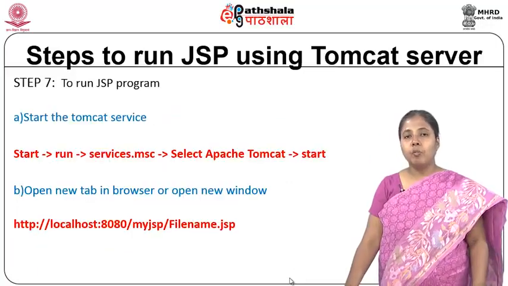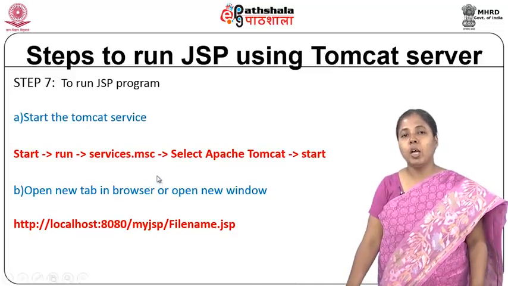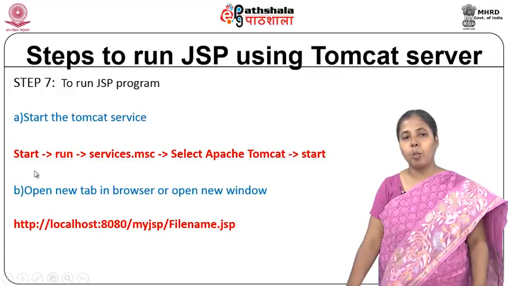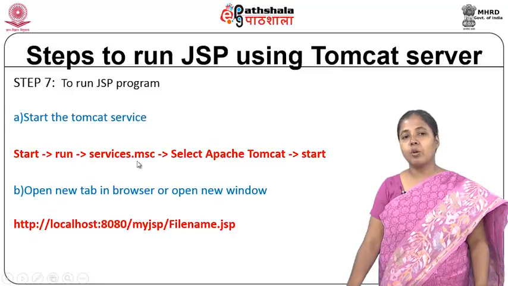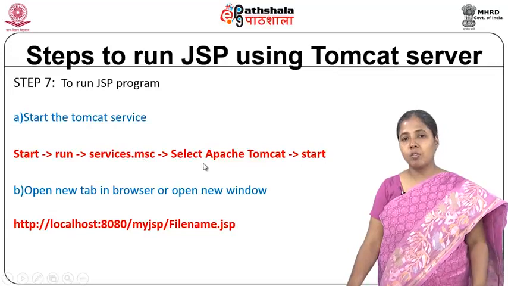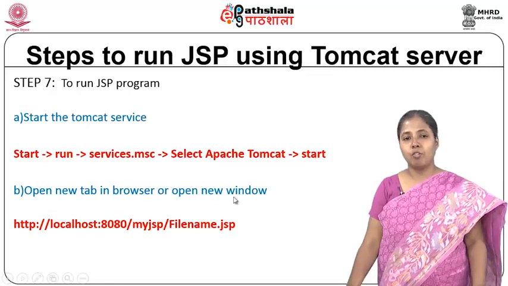Now we have to run our JSP using this Tomcat server. To run the JSP program, first you have to start the Tomcat service. Either you can directly go to the bin and start the batch file, or you can use the start menu on the left side of your machine. You can use start, run, and then write services.msc, which would display all the services. You can select the Apache Tomcat and start the Tomcat. So either you can start it directly there, or you can start from here.